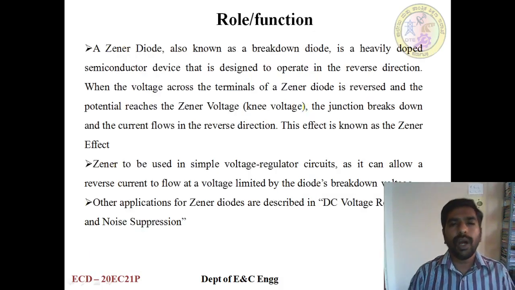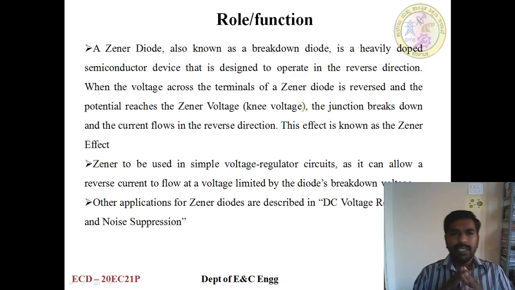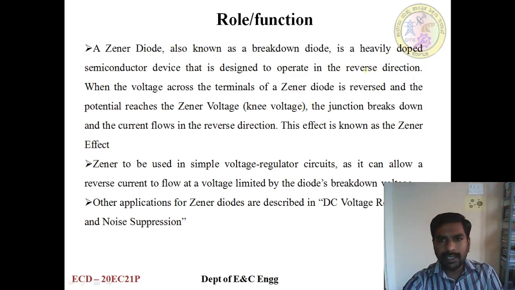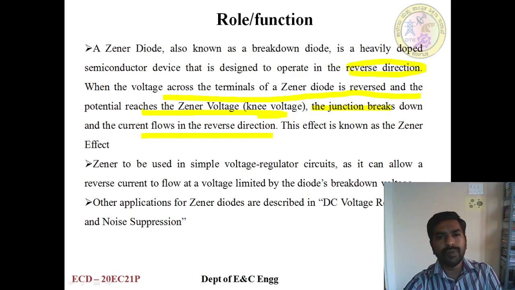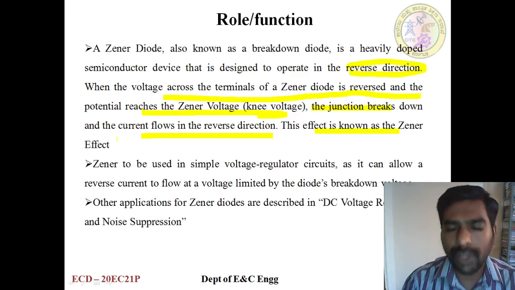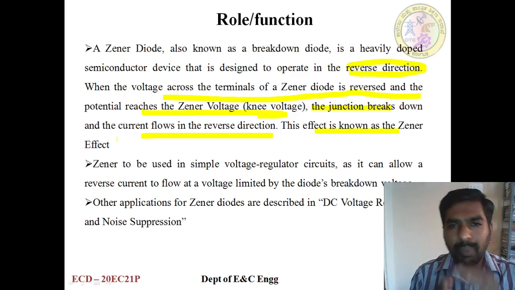And what is the role of the diode? Why do we need a Zener diode? The main concept: a Zener diode is a heavily doped semiconductor device that is designed to operate in the reverse direction. So this is used only in the reverse direction. In the sense that when the voltage across the terminals of the Zener diode is reverse, and its potential reaches the Zener voltage, that is called the knee voltage, the junction breaks down and current flows in the reverse direction, and this is known as the Zener effect.